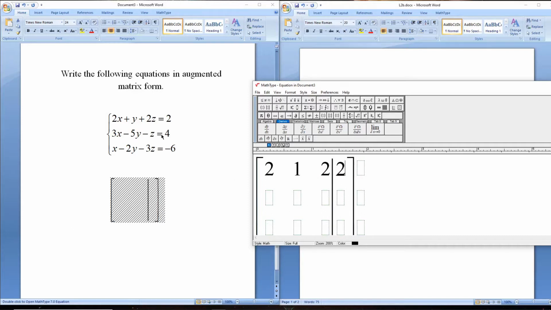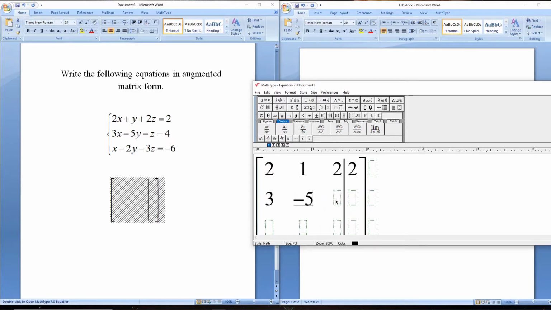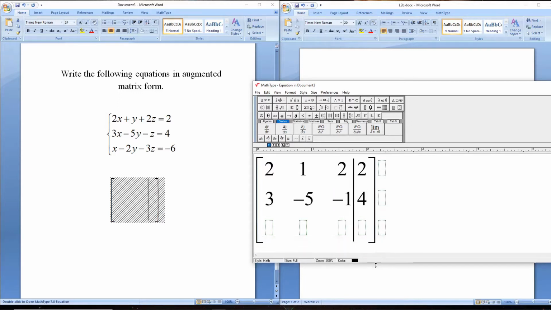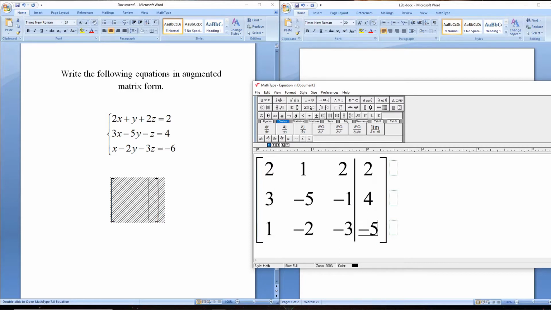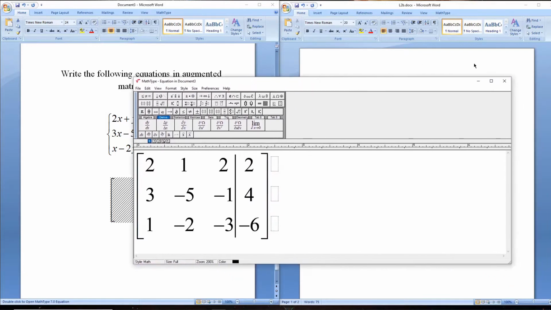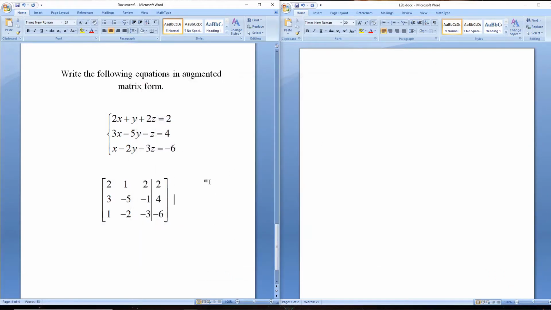We look at the second equation coefficients, we have 3, -5, -1, and 4. So we have 3, -5, -1, and 4. And then finally, if we look at the last one for our coefficients, we got 1, -2, -3, -6. We got 1, -2, -3, and -6. And that is our augmented matrix.